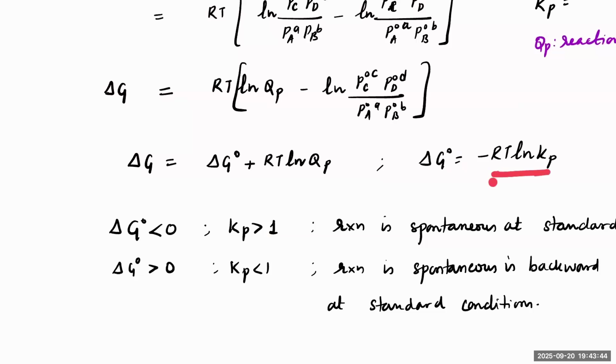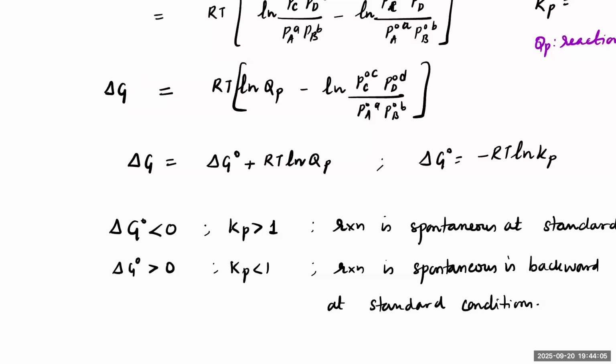And at equilibrium, what will happen? At equilibrium, this delta G will be equal to 0. When this is equal to 0, then Qp is equal to Kp. So basically, this entire thing is nothing but Kp, and this is what I have defined: delta G naught is equal to minus RT ln Kp.